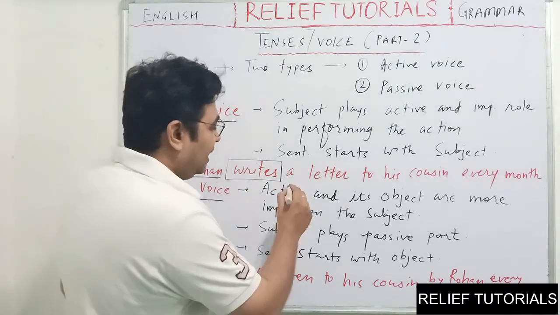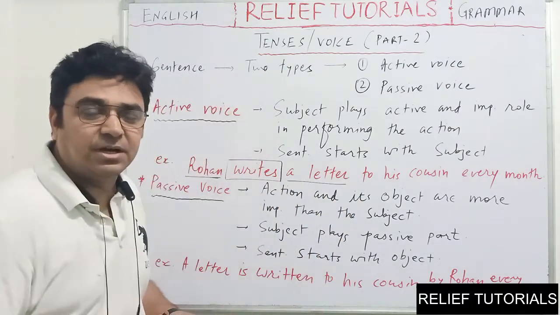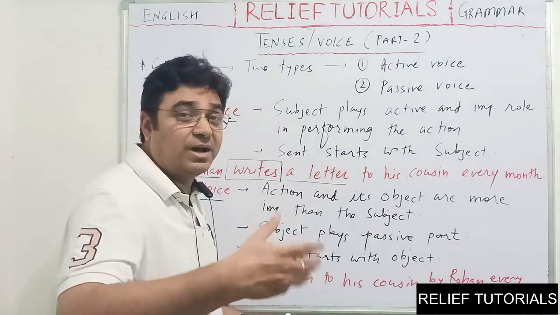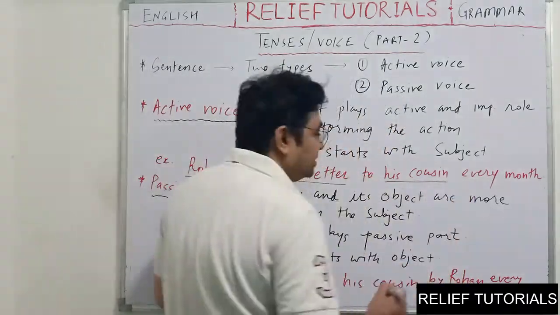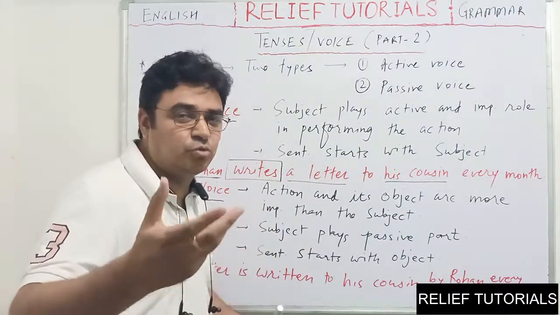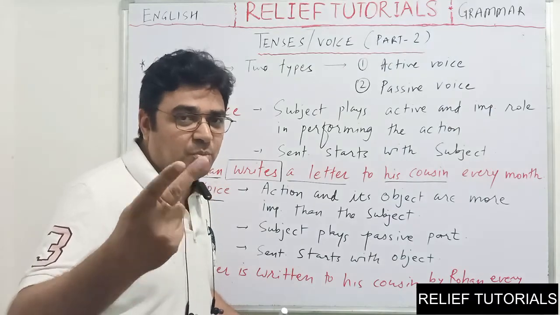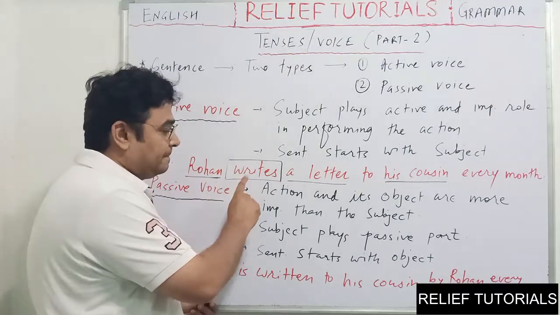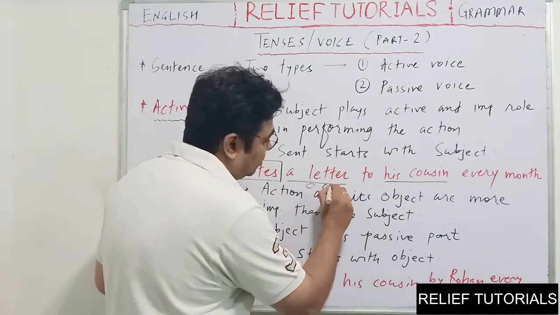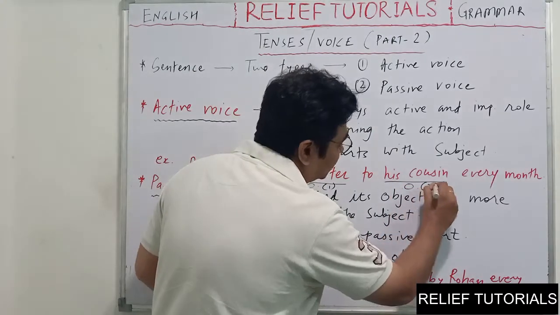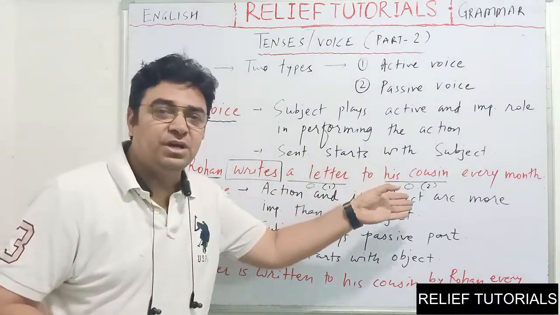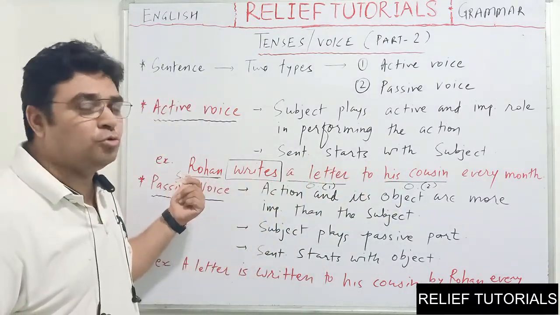Now a letter is the direct object of the verb writes, and it has got another object, that is cousin, that is the indirect object of the same verb writes. So this verb has got dual object, but here the sentence starts with the subject. This is the subject, this is object number 1, this is object number 2. So the sentence starts with the subject, then comes the verb, and then comes the object. This kind of sentence formation is called an active voice sentence.